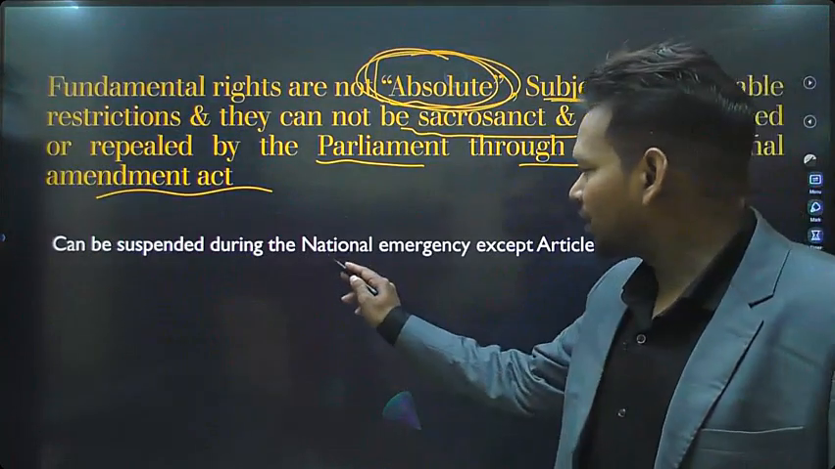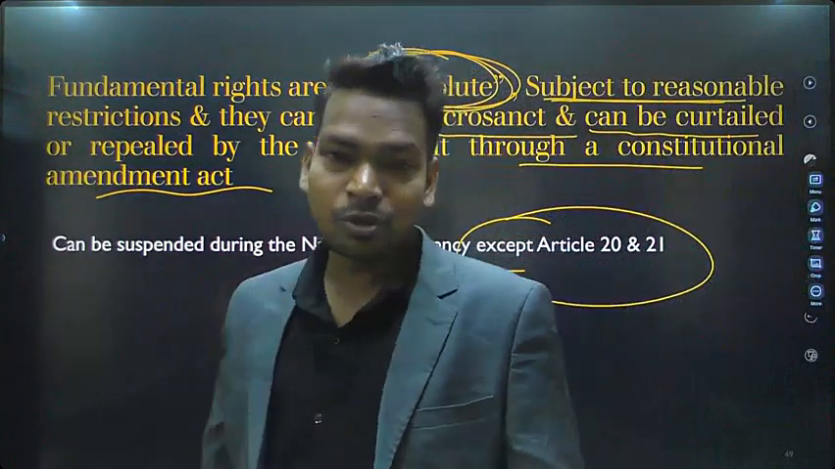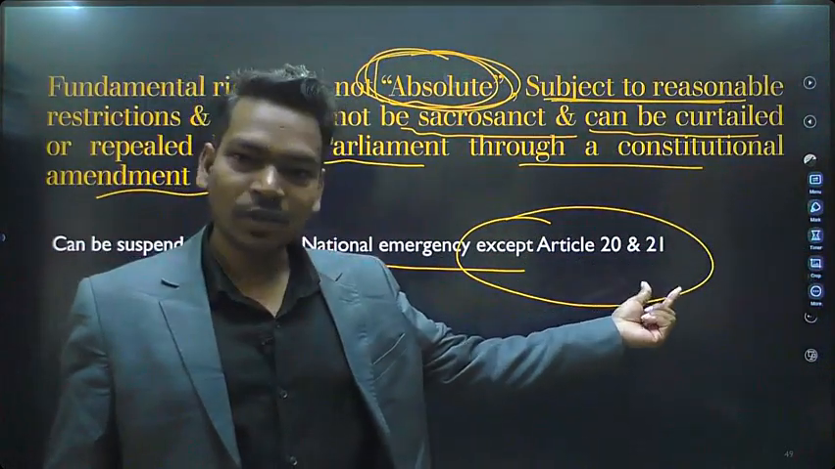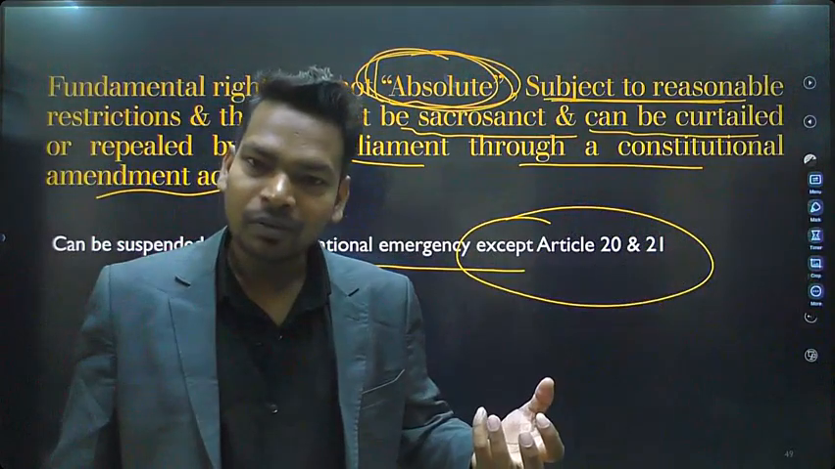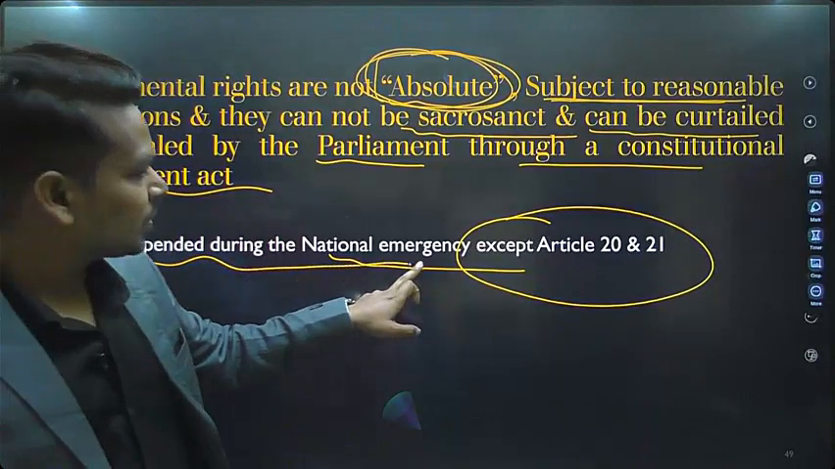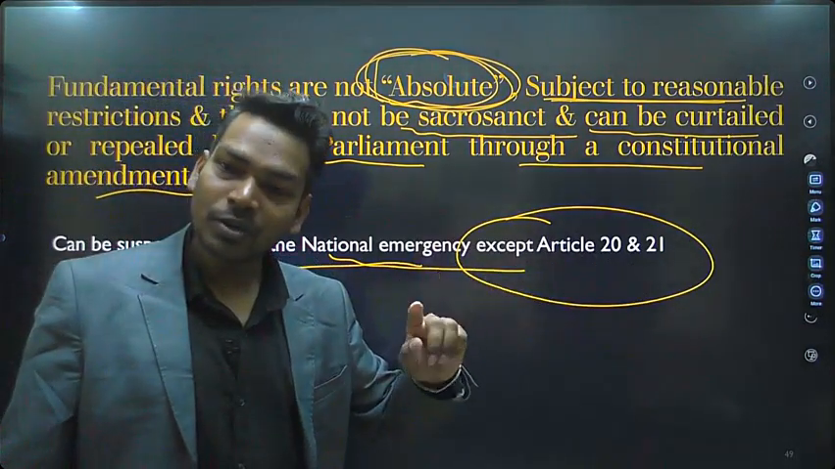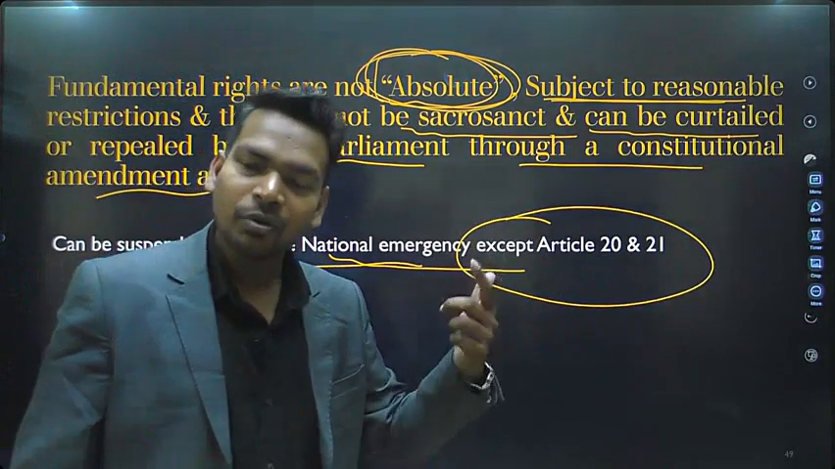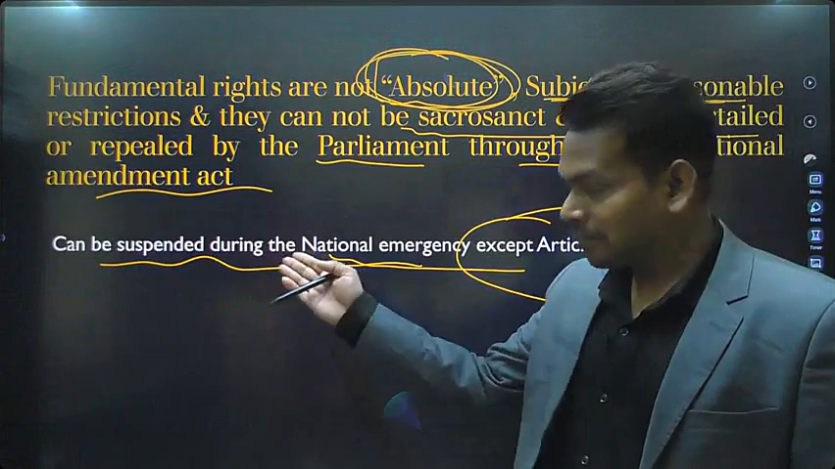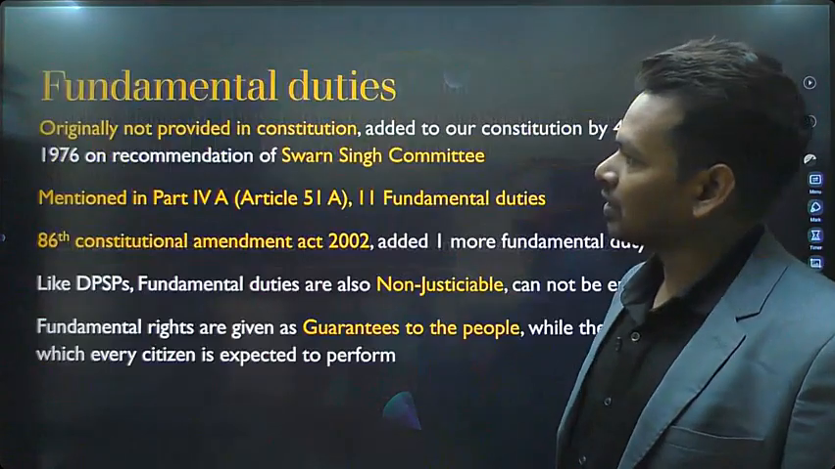So they can be suspended during national emergency except Article 20 and 21. What is more important in Article 20 and 21? Right to life and liberty, Article 21. You cannot snatch anyone's life. So they can be suspended during national emergency except Article 20 and 21. Articles 20 and 21 cannot be suspended during this. These are exceptions. You need to understand. These types of facts have been asked in UPSC and state level civil services examinations.